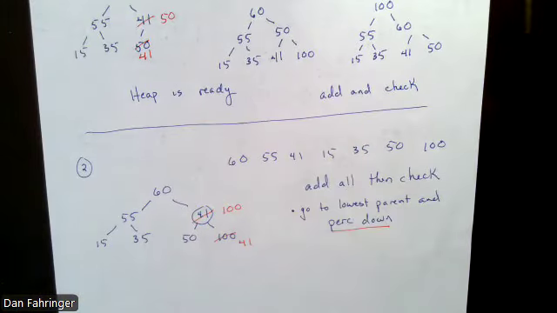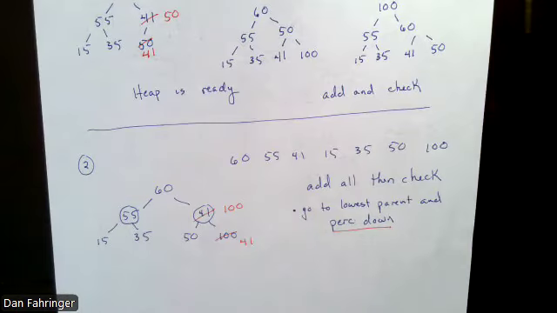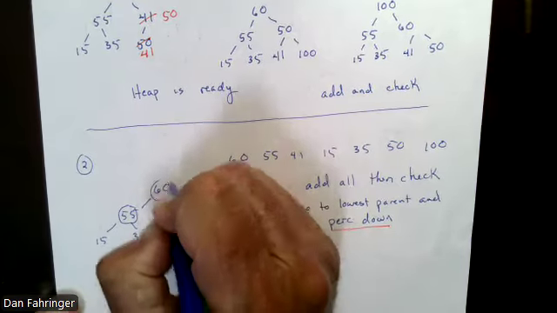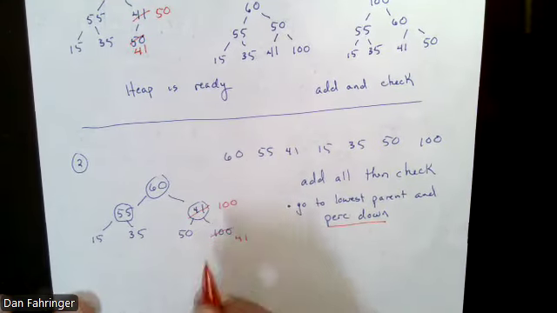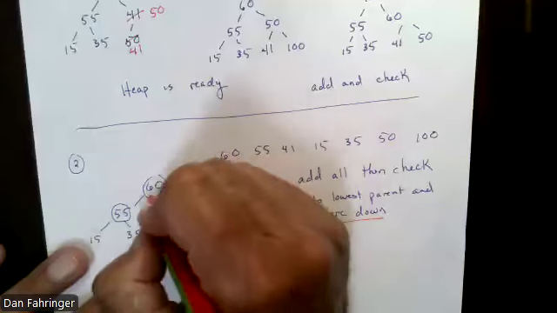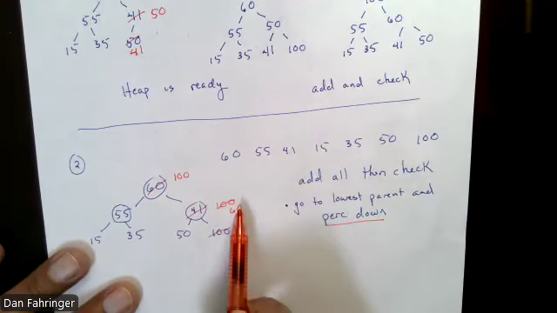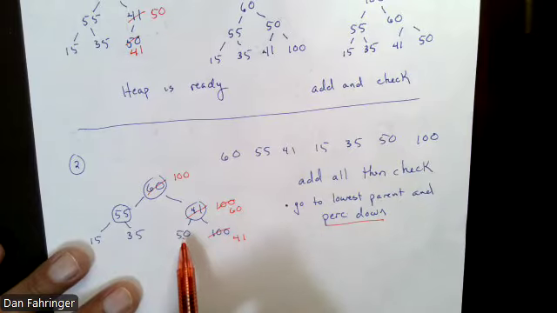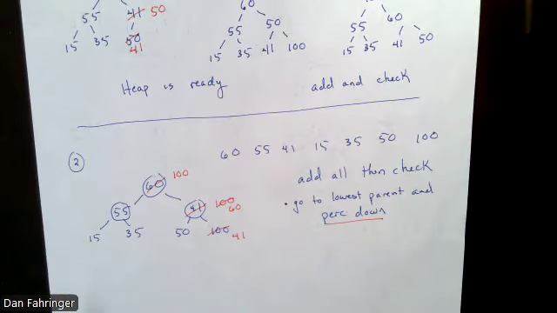Now I go to the next parent, 55, and I percolate down. I don't have to. Then I go to the last parent and percolate down. Well, in this case, it only switches with 100. So now this becomes 100, this becomes 60, and in percolating down, I would keep going until I would find blanks or something, some way to stop. And just like that, I have a heap.